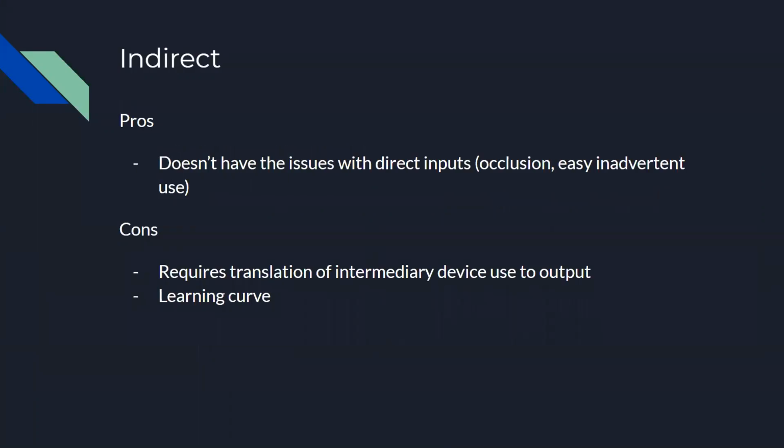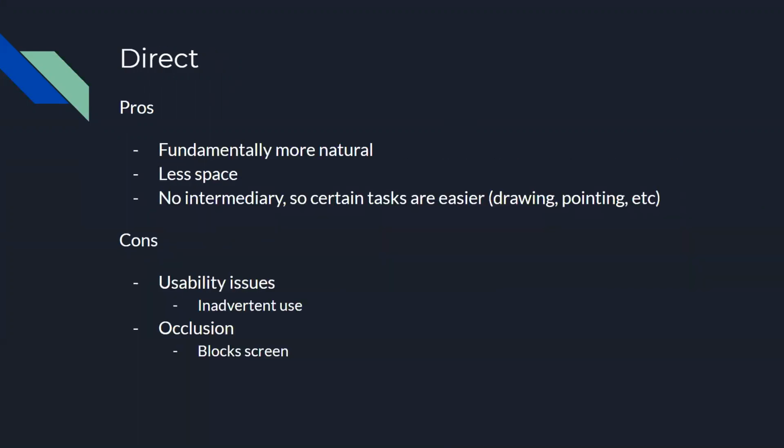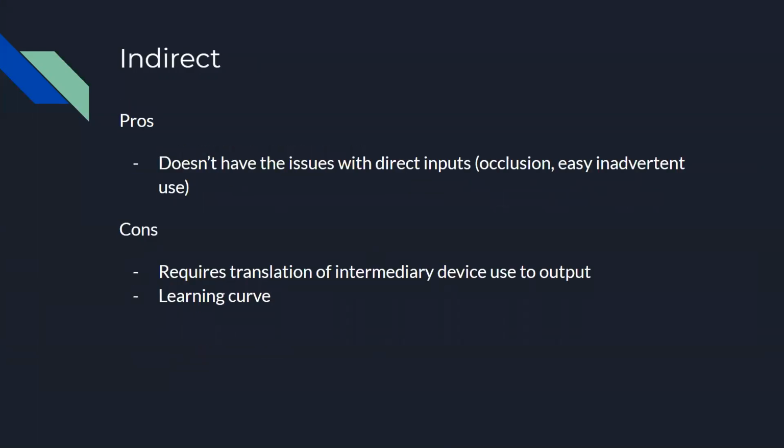So indirect pros and cons, the professor didn't directly mention this, but basically it's the exact opposite of direct. You won't have the issues that direct has, where there is occlusion. With indirect there is going to be no occlusion, because you're using the intermediary away from your output device. And some cons are that there's going to be a learning curve. You have to learn how to use your intermediary before you're able to actually control your output. And with that, you also have to translate whatever you do to your intermediary device to the output.